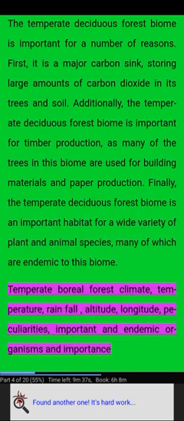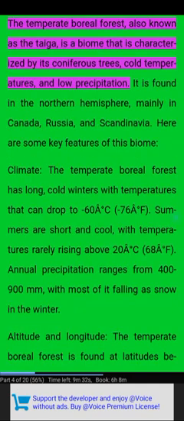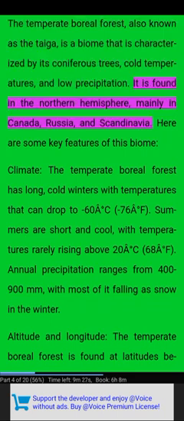Temperate boreal forest climate, temperature, rainfall, altitude, longitude, peculiarities, important and endemic organisms and importance. The temperate boreal forest, also known as the taiga, is a biome that is characterized by its coniferous trees, cold temperatures, and low precipitation. It is found in the northern hemisphere, mainly in Canada, Russia, and Scandinavia. Here are some key features of this biome.